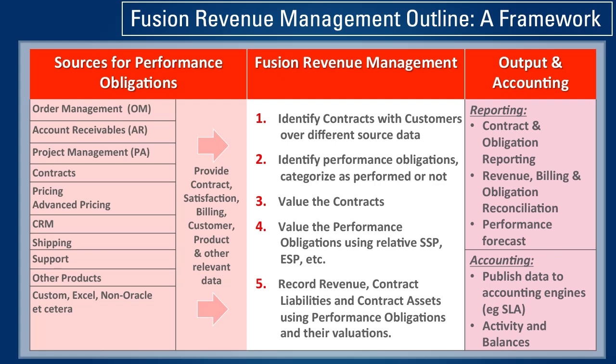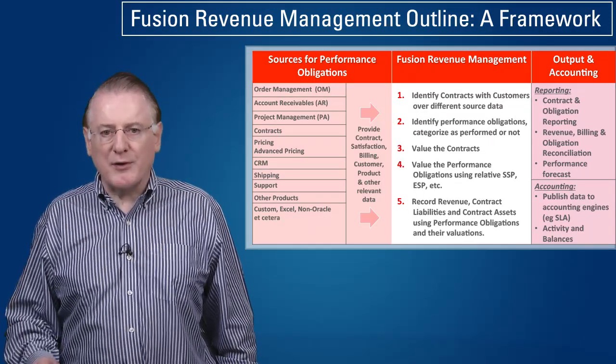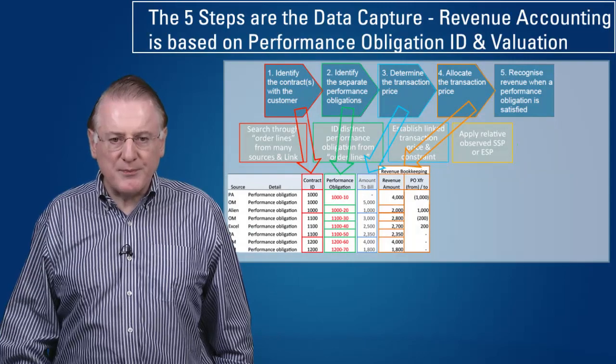We were very aware from the get-go that we'd be importing from different places. Then our engine goes through the 5 steps. We identify the contracts. We link different lines together from different products according to business rules you have. We identify the performance obligations. You can assemble deliverables into a performance obligation and performance obligations into contracts. We value the contract in total, and then we value the performance obligations using SSP and ESP. And then we record it, and then we give output. So that's what the plan was.